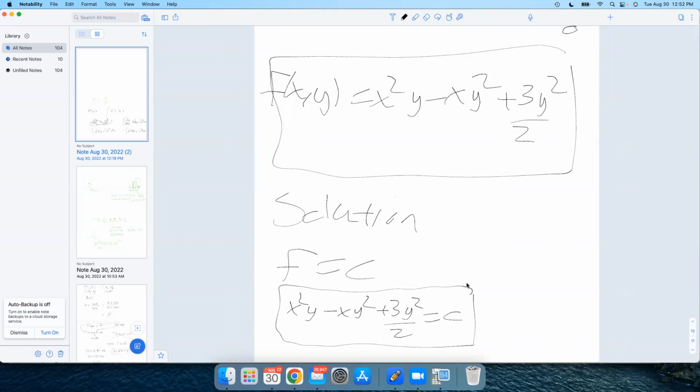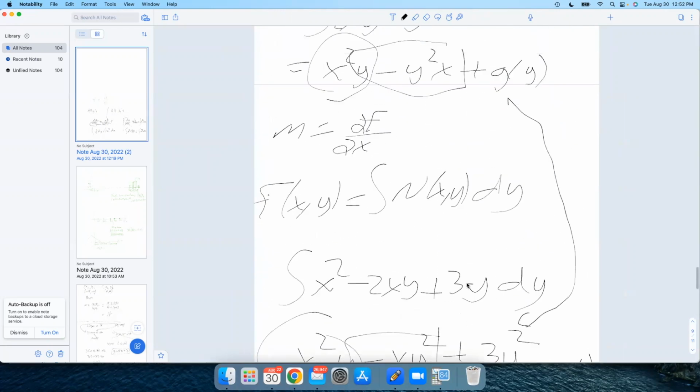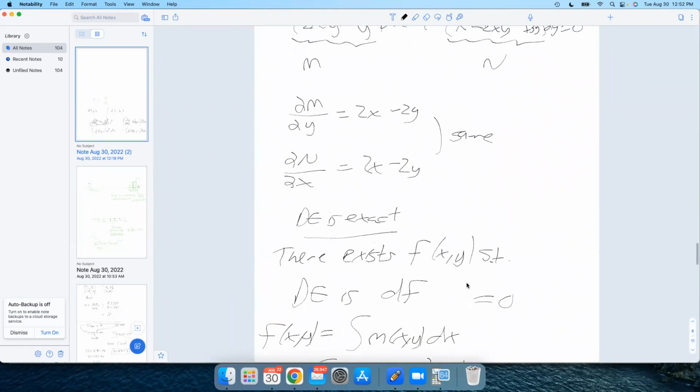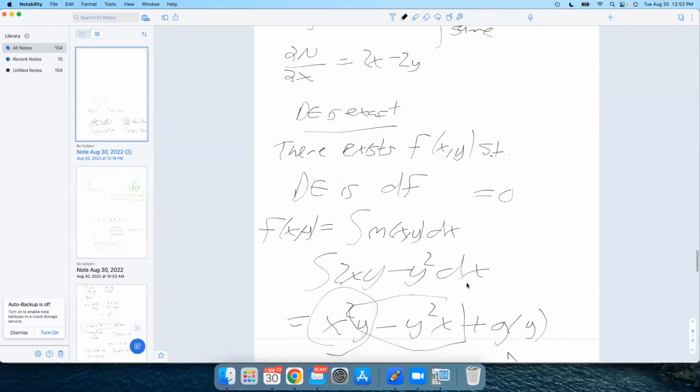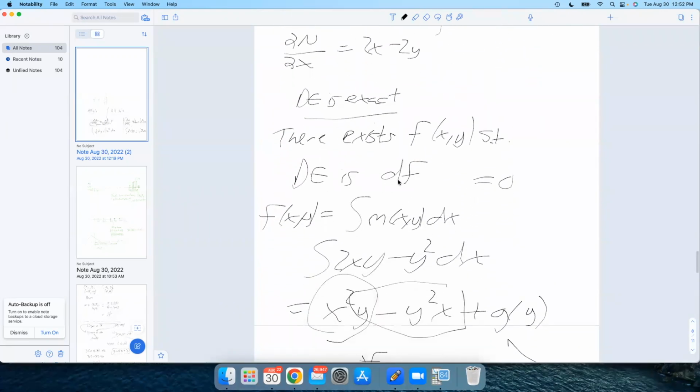Why is that the solution? Because remember, the whole point of this being exact is this is an exact differential. Somebody had this capital F and they took the full differential of it. And we have here that full differential equals 0. The only way the full differential of a function equals 0 is if that function was equal to a constant.